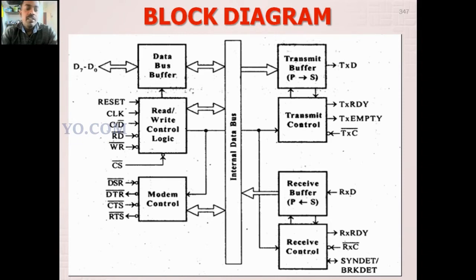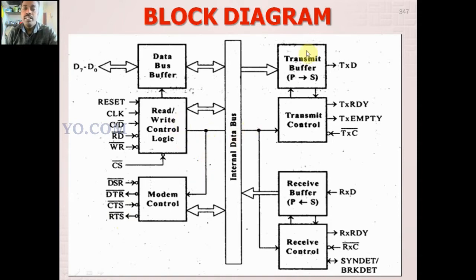In the modem we use these control signals: DSR, DTR, data set ready, data terminal ready, then CTS, clear to send, and RTS, request to send. These are the signals used in the modem controller. The modem control is connected with the internal data bus, and it is also controlled by the read write control logic.